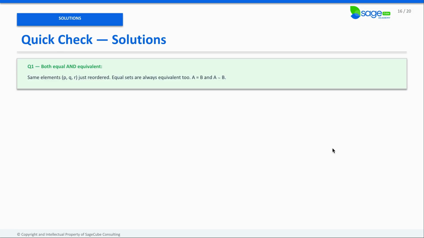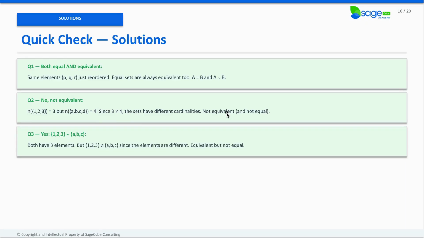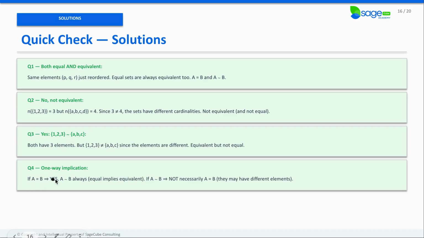Let's go through our solutions quickly. In the first one, we saw that PQR were the same thing, just ordered differently. So they were equal, and if they are equal, they are equivalent. In the second one, {1, 2, 3} and {A, B, C, D} had different sizes, so since their sizes were not the same, they were not equivalent. Then we were asked whether 2 sets can be equivalent but not equal. We saw that these are 3 numbers, 3 letters. They are equivalent, but the elements are numbers and letters, so they are not equal. So indeed, we can have two sets with different elements, which doesn't make them equal, but they can have the same size, and that will make them equivalent. Then question 4: if A equals B, then yes, A must be equivalent to B. But if A is equivalent to B, it doesn't necessarily mean A equals B.